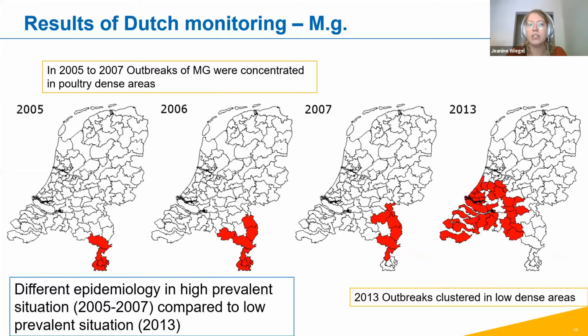The main risk factors in the early years of the 2000s were the high density areas, because there were a lot of farms that were infected with MG that could infect other farms. And as prevalence went down, we see that there was a larger contribution of maybe also more backyard farming to the problem of MG in the Netherlands. So there is a very clear shift in risk factors for MG related to poultry density and also prevalence of MG in the Netherlands.